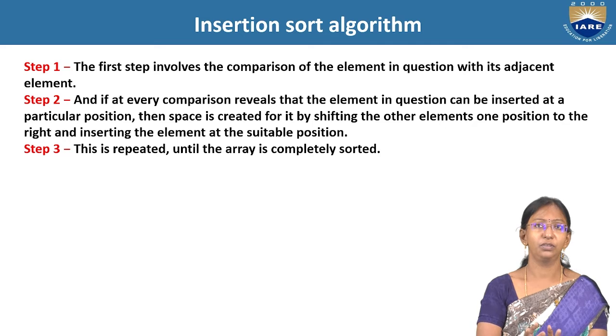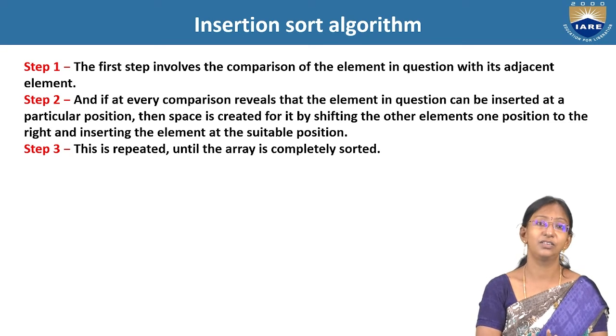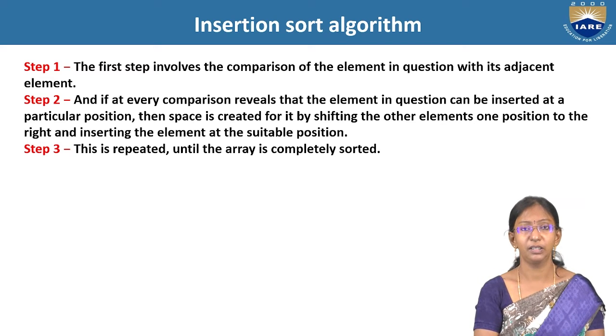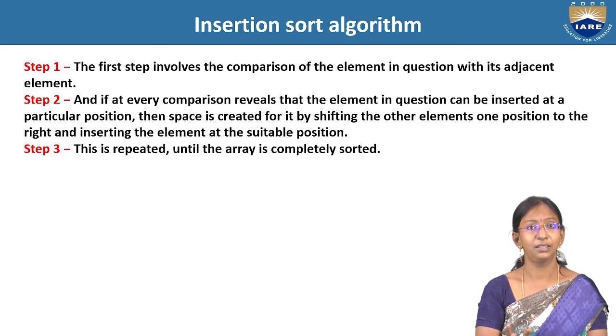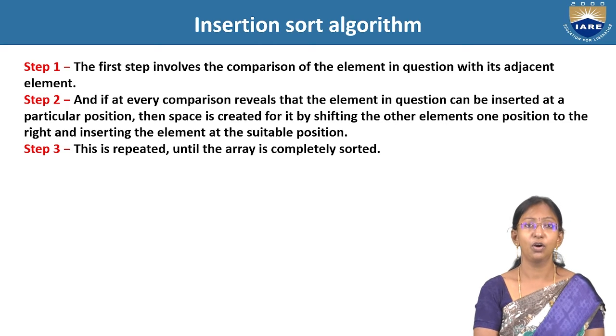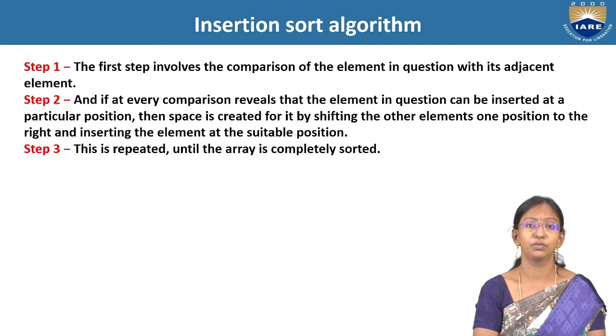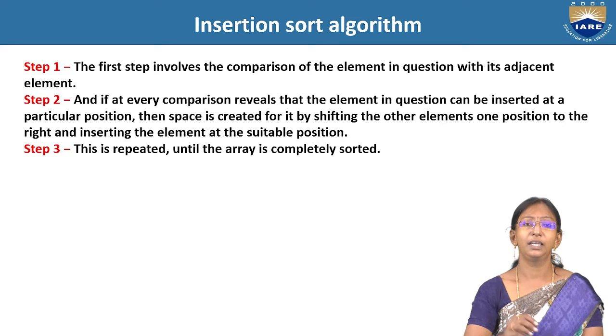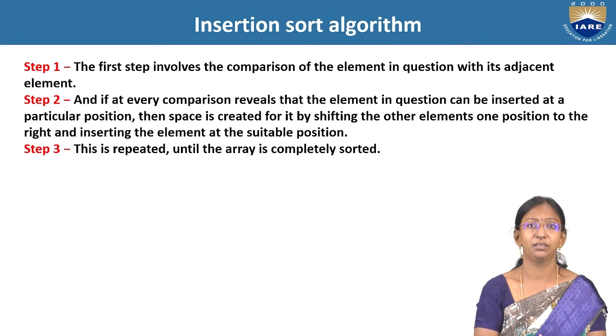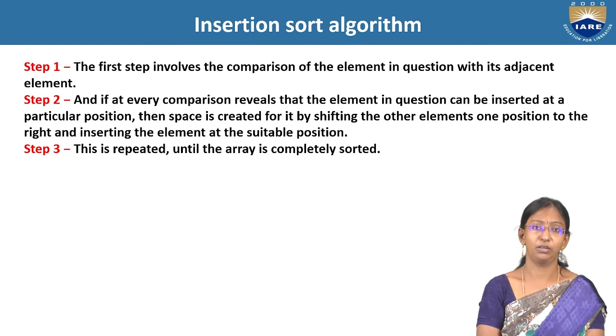The first step involves comparison of the element in question with its adjacent element. As I said, the second element is compared with the first element and sorted, then the third element with the second and first elements, the fourth element with the third, second, and first elements. In the left direction you are going to search. If a comparison reveals that the element in question can be inserted at a particular position, then shift the elements and insert it. You repeat this process until the whole array is sorted.